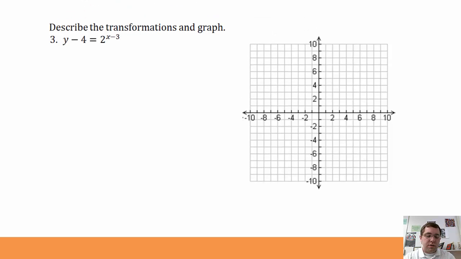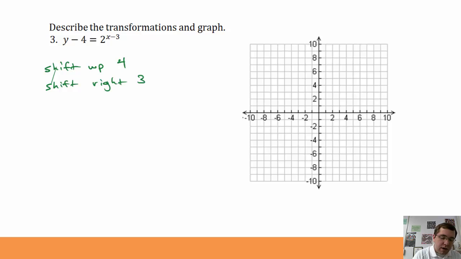y minus 4 equals 2 to the (x minus 3) power. So I'm subtracting 4 off from y, subtracting 3 off from x. Subtracting 4 off from y means I'm going to shift vertically. So I'm going to shift up 4, because I'm subtracting off a positive 4. I'm going to shift right 3. The number I'm subtracting off from x determines the horizontal shift. Right 3 because I am subtracting off a positive 3.